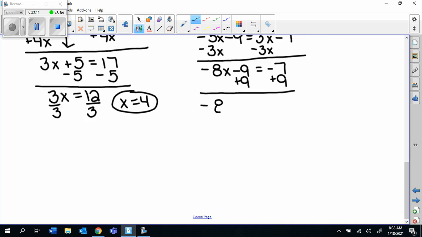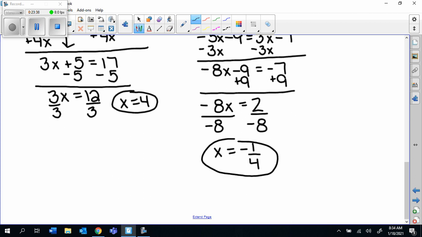So negative 8x equals, that goes away, 2. Divide by negative 8. Divide by negative 8. And we get x equals, and then this is going to reduce. My personal preference is to have that negative in the numerator. So this will reduce down to minus 1/4, taking a 2 out of the top and the bottom of the fraction, and then just putting the negative sign up on top.